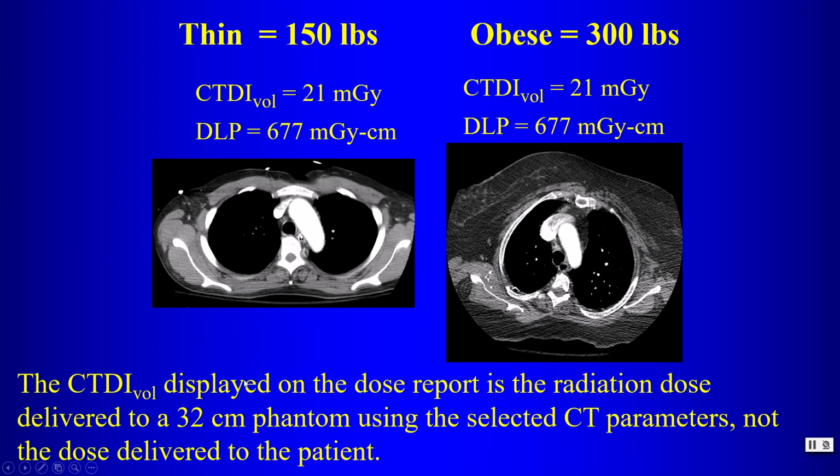Well, we need to remember that the CTDIvol displayed on the dose report is the radiation dose delivered to the 32 centimeter phantom using the selected CT parameters. It is not the dose delivered to the patient. If we look at these two patients and we've delivered the same amount of radiation to both, you can imagine that in the larger patient that radiation will be more attenuated when it reaches the center than it would be in the thinner patient. So in some sense, the amount of energy that is being deposited here per kilogram for the larger patient should be less than that for the thinner patient.